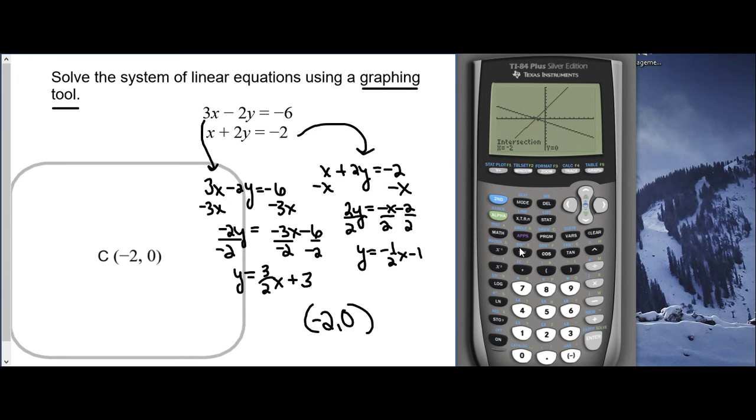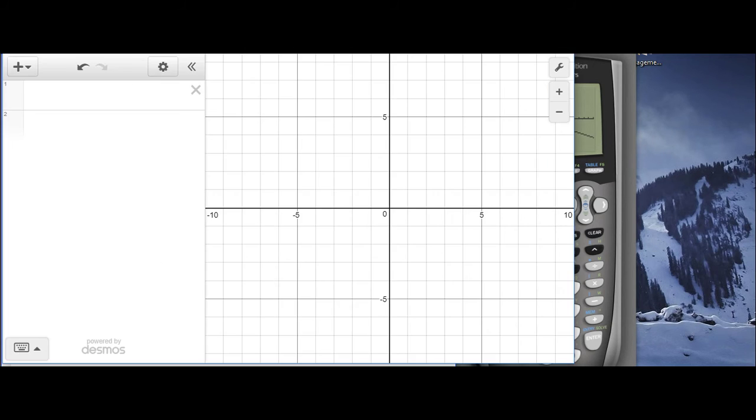But what if you don't have a graphing calculator? What if you only had the internet as your resource? You can go to a website called Desmos.com. If you go to Desmos.com/calculator, it brings you to this type of screen here. So we can enter both of our equations, and that's an advantage of Desmos. You don't have to have it in y equals mx plus b, slope-intercept form first.